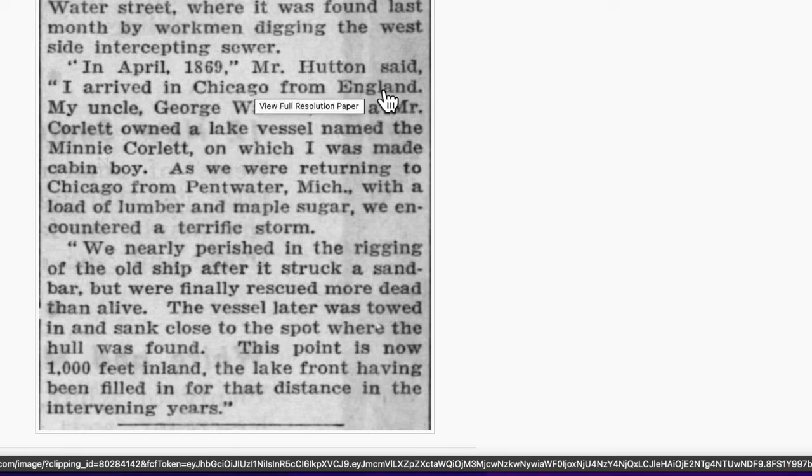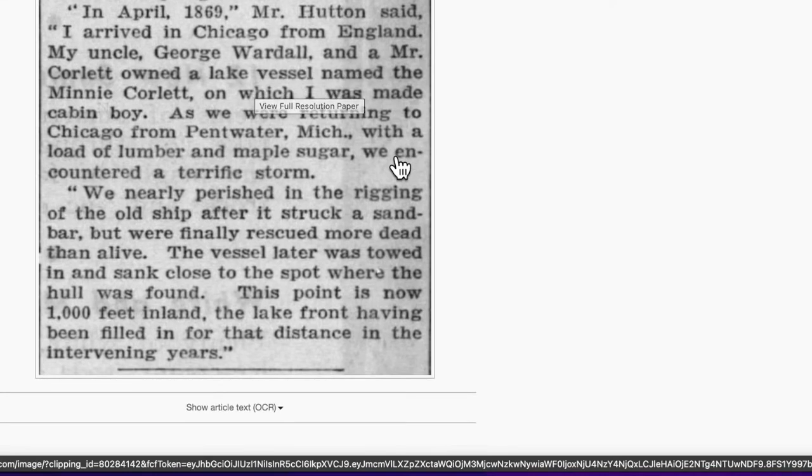Another great piece of information. I did know that he was born in England, but of course, what this does is it just makes this article, I don't want to say more accurate, but now I know that it really is about, in this case, the person I was researching for, his ancestor, James R. Hutton, instead of another James R. Hutton. Okay, he came from England. It has the name of his uncle and a Mr. Corlett. They owned a vessel named the Minnie Corlett, and he was a cabin boy.